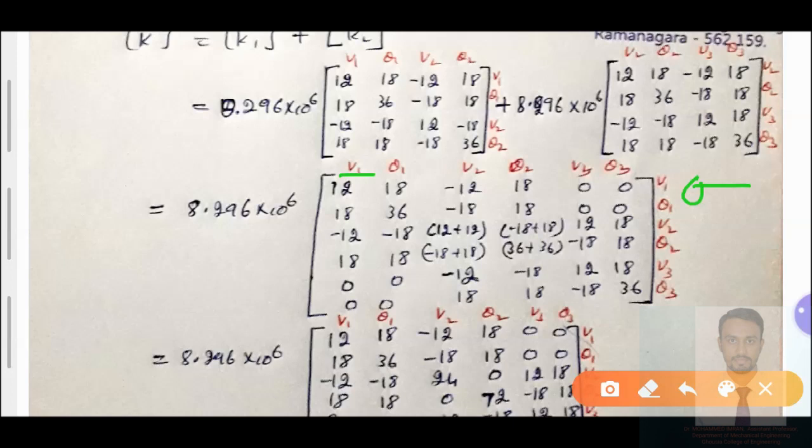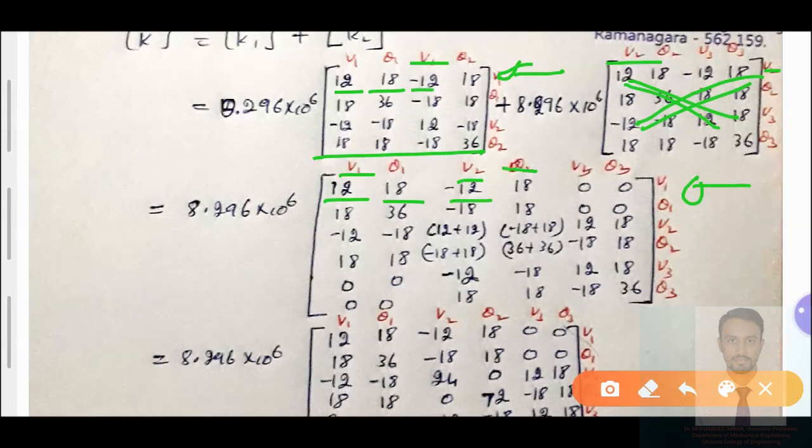Now we need to consider V1, first row first column, V1 with respect to V1. First we need to identify where it is. We have V1 in the first matrix, but we don't have it in the second matrix; V2 we have. It will start from V2, which means we are not supposed to look there. We need to get all the values from the first matrix, as we know from the previous method. The V1 value, first row first column, is 12. First row second column, V1 theta 1, is 18. V1 V2, first row third column, is minus 12. V1 theta 2 is 18. V1 V3 value we don't have here, so it equals 0.